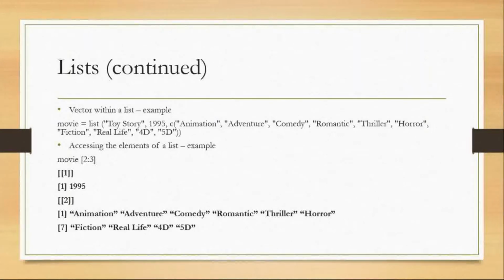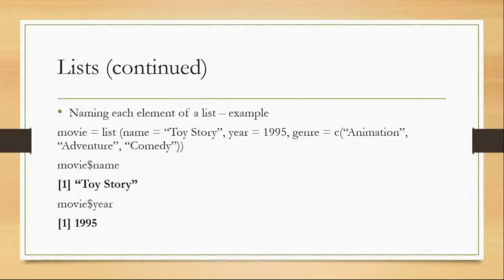Fiction, real life, 4D, and 5D are 10 different values which belong to the same position, that is the third position. So similar to what we saw in vectors, even in lists we can give variable names to each value inside the list.